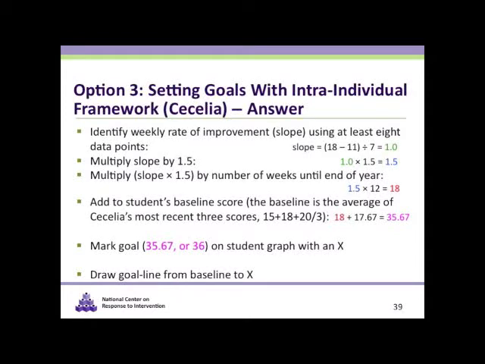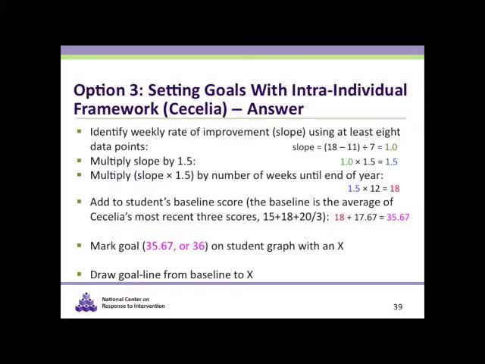This is multiplied by the number of weeks until the end of the year, which is 12. 1.5 times 12 equals 18. 18 is added to Cecelia's baseline score. The baseline score is the average of Cecelia's most recent 3 data points, 15 plus 18 plus 20 divided by 3 equals 17.66. So we take 18 plus 17.66 and we get 35.67. Cecelia's end-of-year goal is 35.67 or 36.